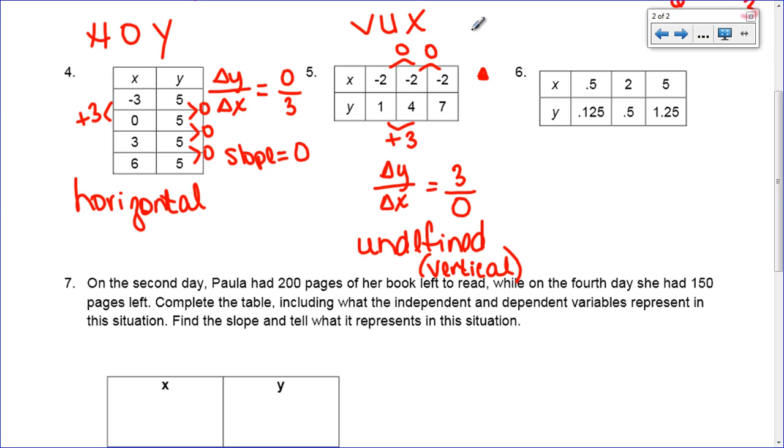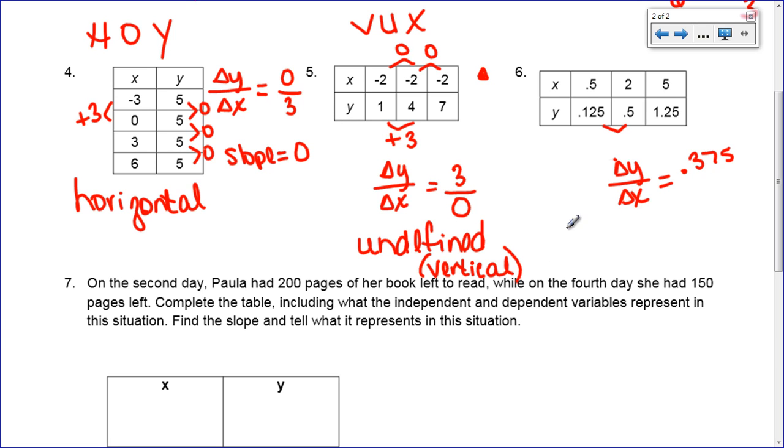Now number 6 is kind of gross because you have all these ugly decimals, but you know, that's what our calculators are for. So we're going to find our change in y over our change in x, and we're going to use the decimal. So my change from here to here, 0.125 and 0.5, it's getting bigger, so it's a change of 0.375. And I found that by subtracting 0.5 minus 0.125.